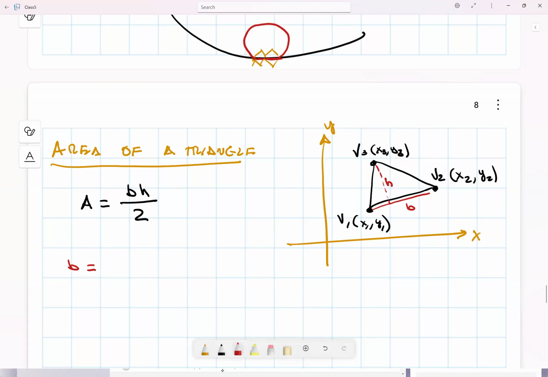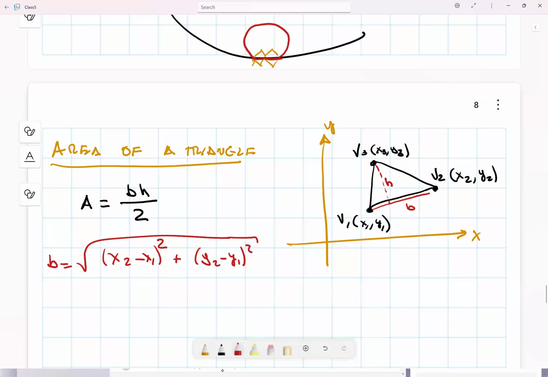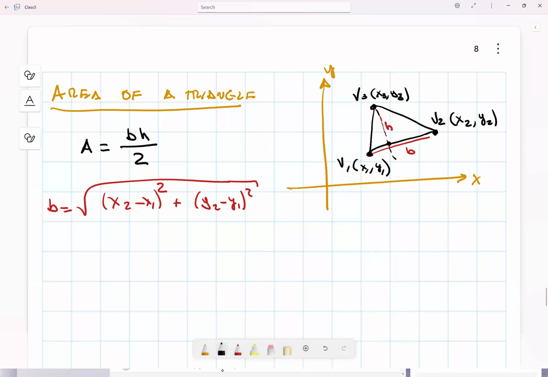The length of the base will be the distance between vertex 2 and vertex 1. So it will be the square root of x2 minus x1 squared plus y2 minus y1 squared. Okay, that's the base. Now I need to get a perpendicular. I need to get two things: the point where this height comes out, and the equation of the line that is perpendicular to this one. So for that, I need to compute the slope of the base. What is the slope?